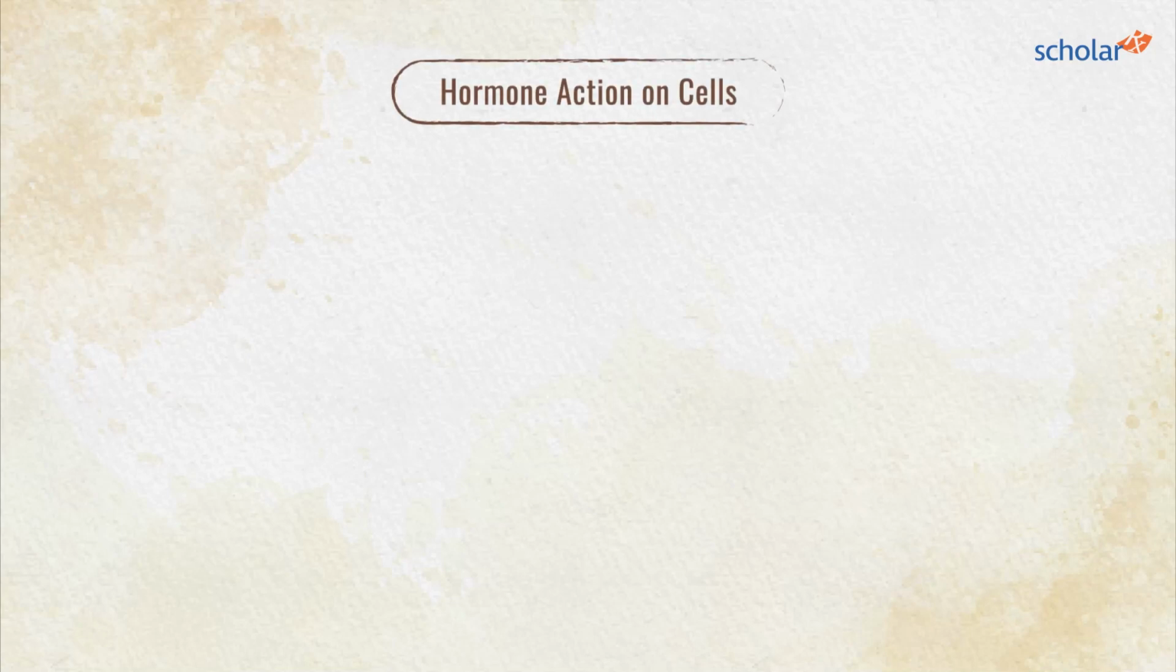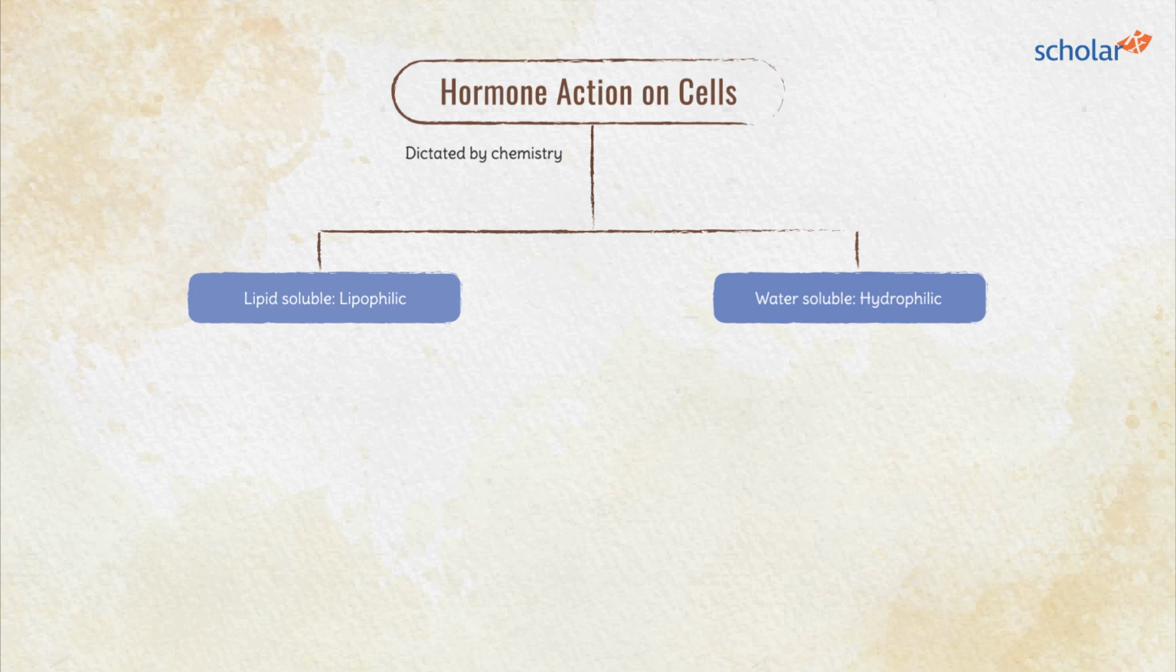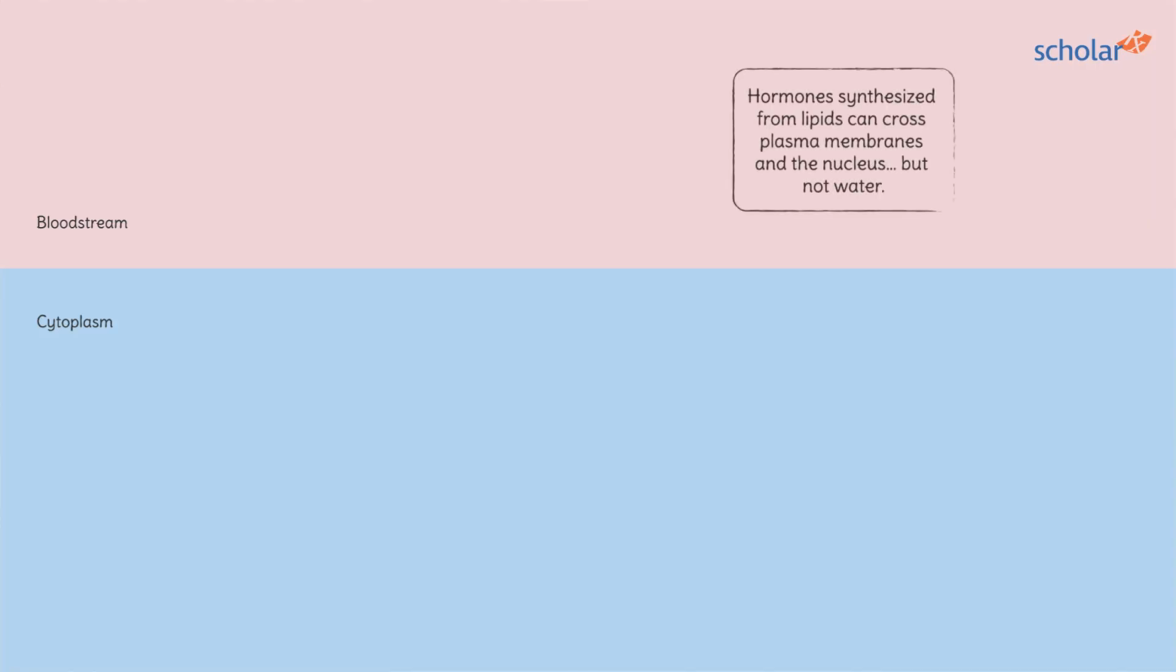The ways in which a hormone affects a cell are dictated by their chemistry. In general, hormones fall into one of two categories, based on whether they're soluble in lipids or soluble in water. In other words, lipophilic or hydrophilic. Hormones synthesized from lipids, like steroid hormones, are lipophilic.